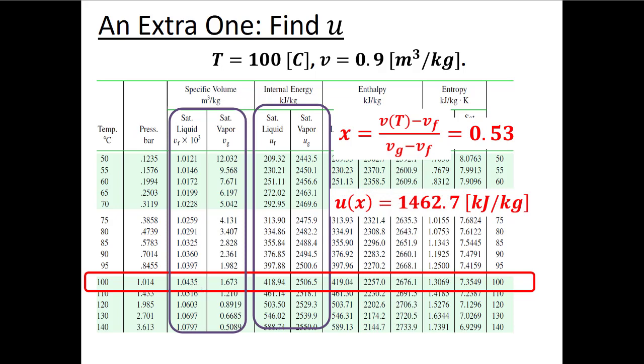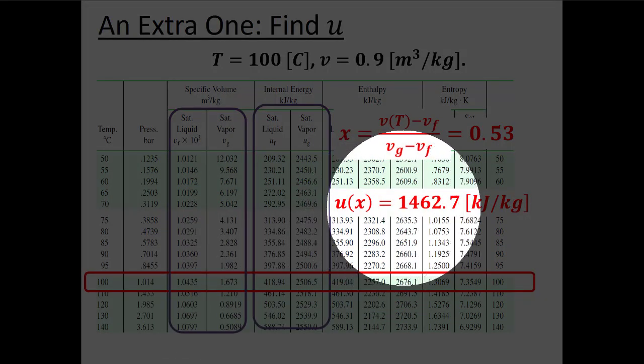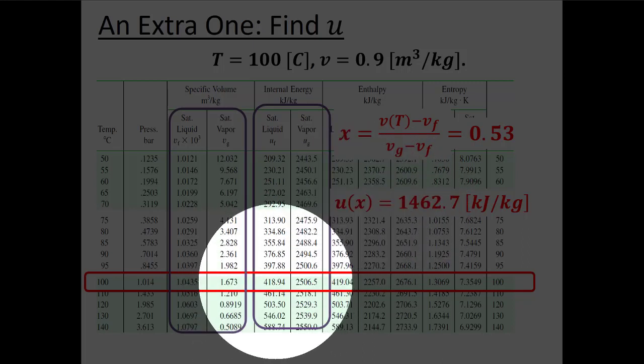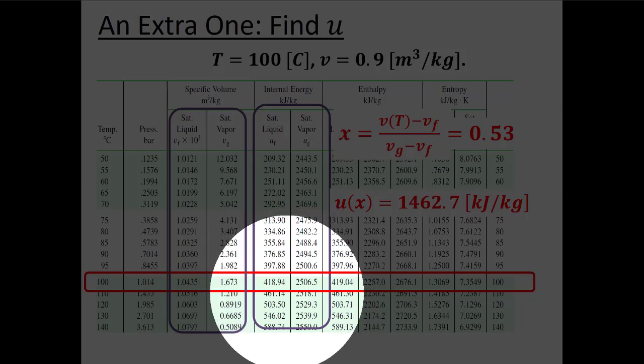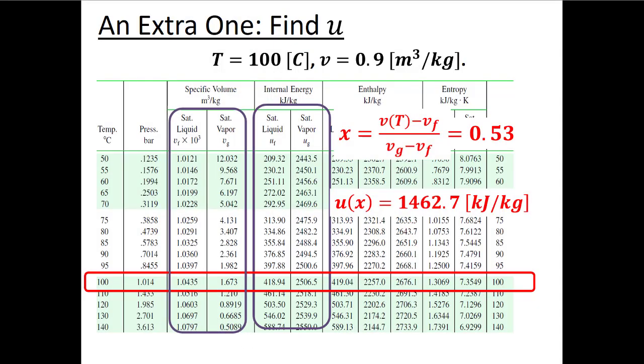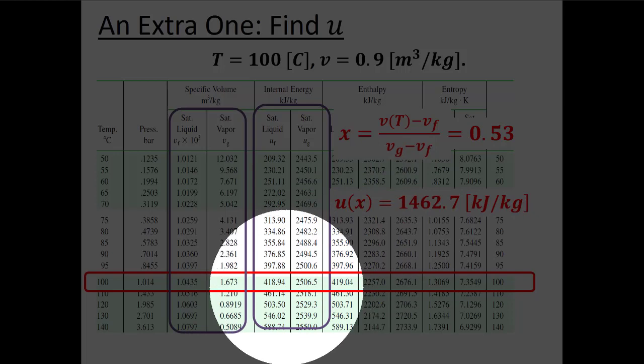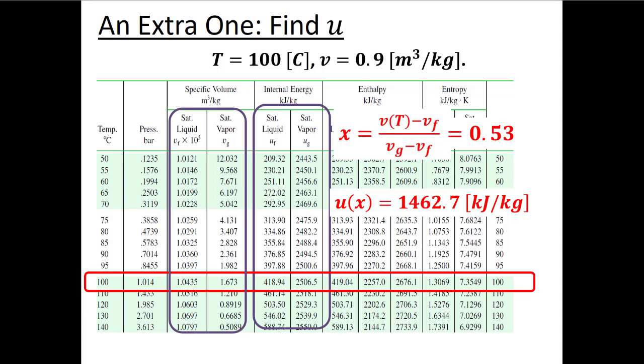Now I'm going to use the equation here to find Ux. So my equation is Ux is equal to UF plus X times UG minus UF. And when I do that, I see that my answer is 1,462 or 63. Again, I'm about 1,000 units in between here. There's about 2,000 kilojoules per kilogram in between these two numbers, and I'm about 1,000 in between. That's about halfway. So again, I feel reasonably confident with that number.